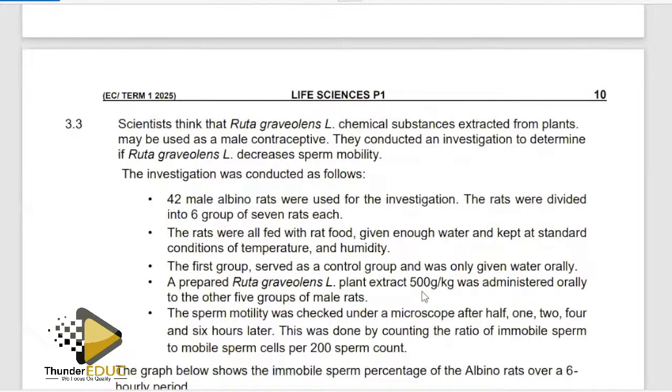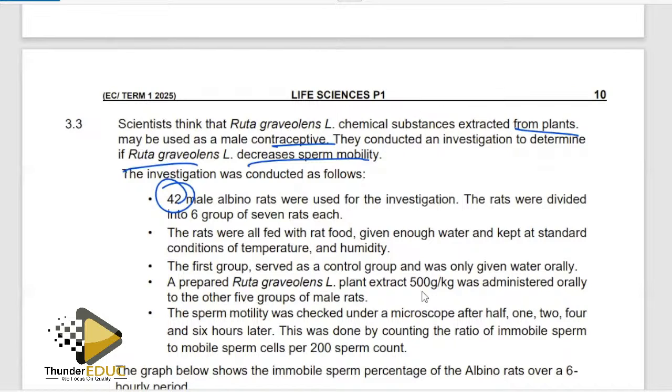Scientists think that Ruta graveolens L, a chemical substance extracted from the plants, may be used by the male as a contraceptive. Oh, all right. I'm hearing they conducted an investigation to determine if this substance decreases the sperm mobility, meaning that it decreases the speed at which the sperms are moving. Investigation was conducted as follows: 42 male albino rats. Oh, they did it in rats, not in humans. All right. Were used for the investigation.